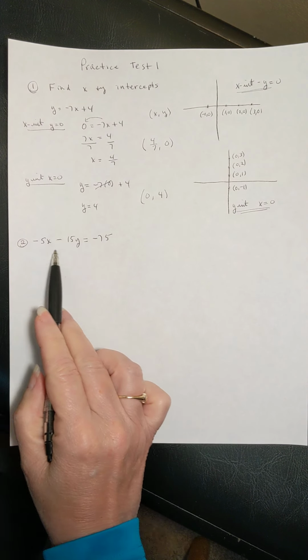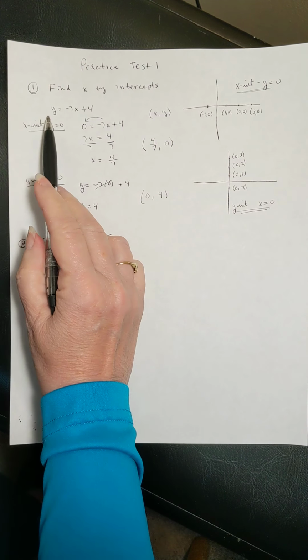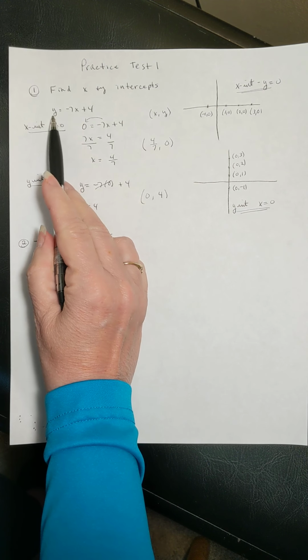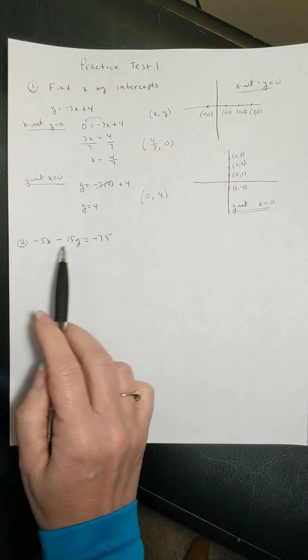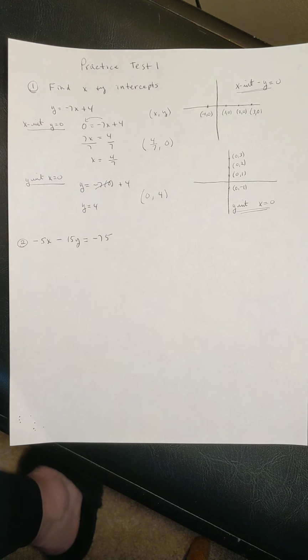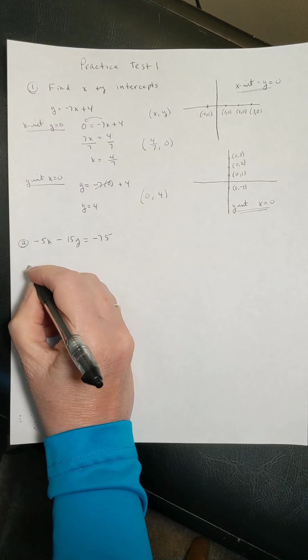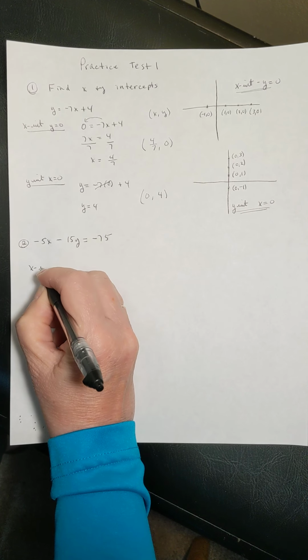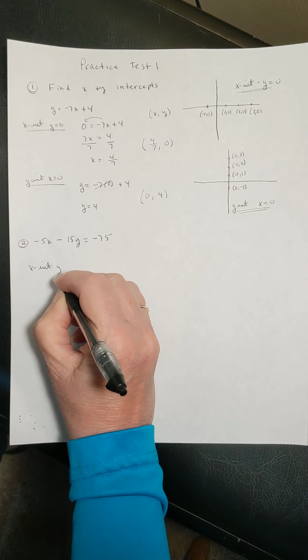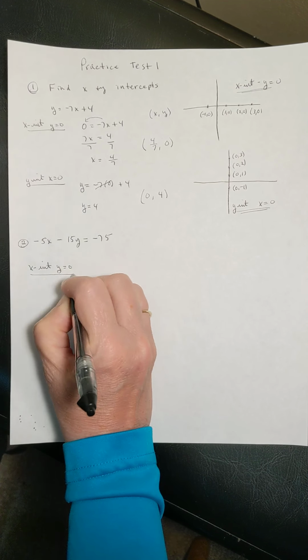Now these are written in standard form. So notice this one, the y is by itself. It's already solved for. In this one, the x and y are on the same side. But it's just as easy. It doesn't matter which side the x and the y are on. Again, all you're doing is, to find your x-intercept, you're going to let y equal 0.